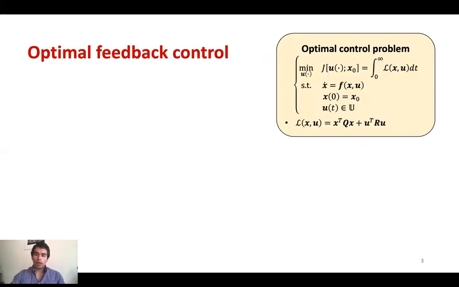So the problem that we're looking at is an optimal feedback control problem. We want to minimize this cost function over infinite horizon, subject to some nonlinear dynamics x dot equals f of x and u. And this talk will focus on a quadratic cost, but you can definitely generalize to other cost functions.